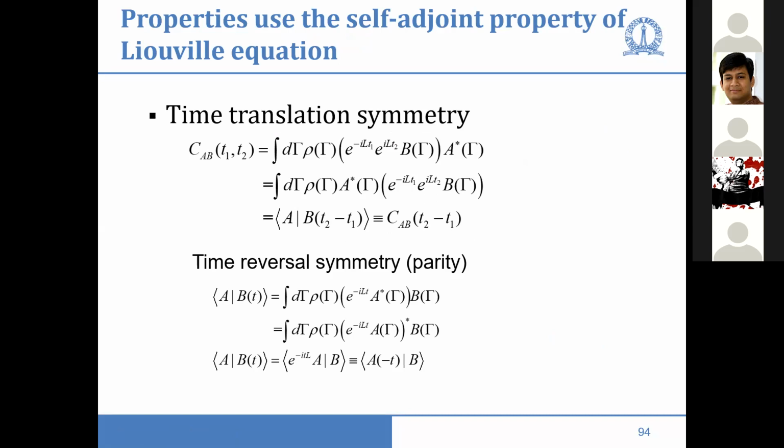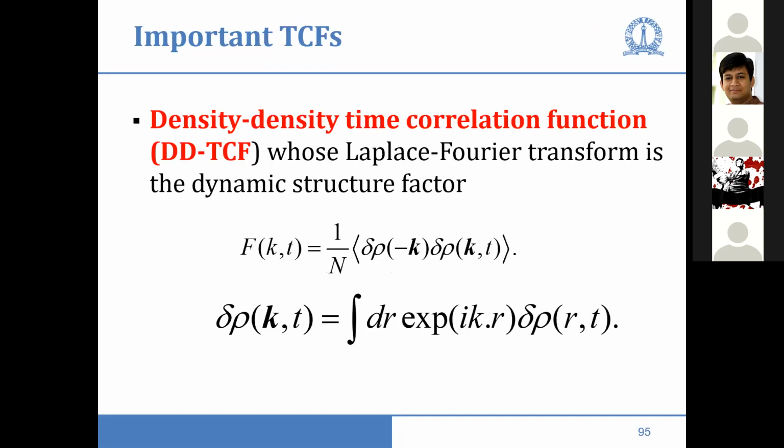One is time translation, which just means that along the trajectory, it does not matter where you start. Only the difference between times matters. The other is time reversal symmetry. This is also called parity, that t and minus t are, in a way, similar to time translation, but it is given a new property. These two we will be using today.